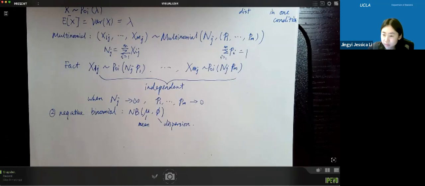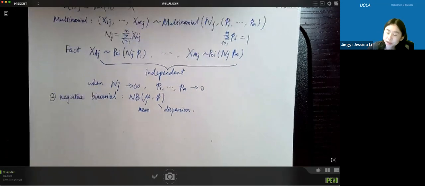Interestingly, NB can also have another parameterization based on coin tosses. I think that's where some of you first learned it in the probability class. But we're going to defer that interpretation until later. So let's first talk about the generalization of Poisson perspective.